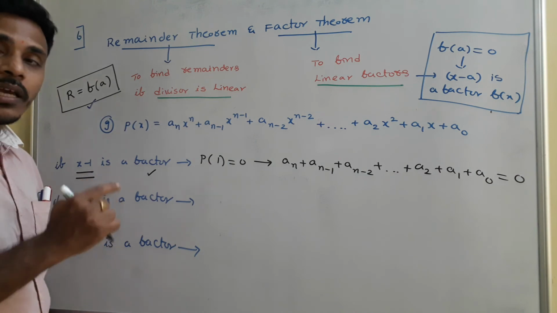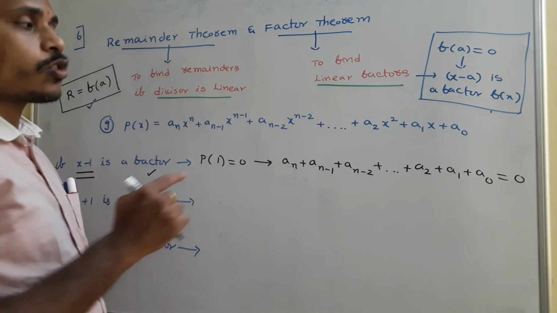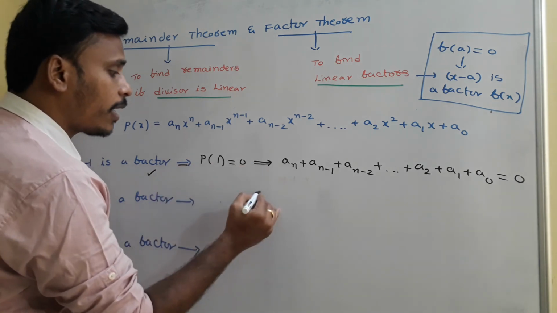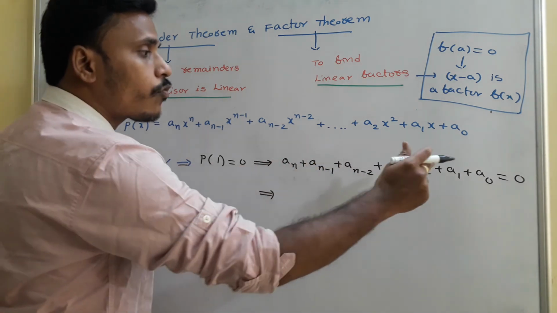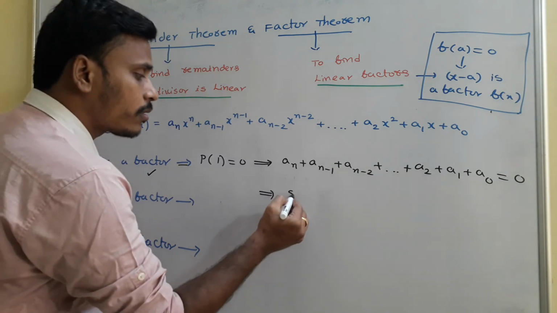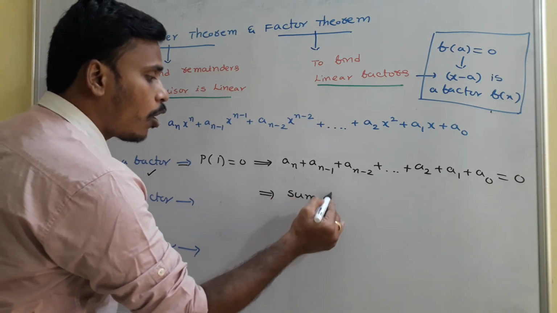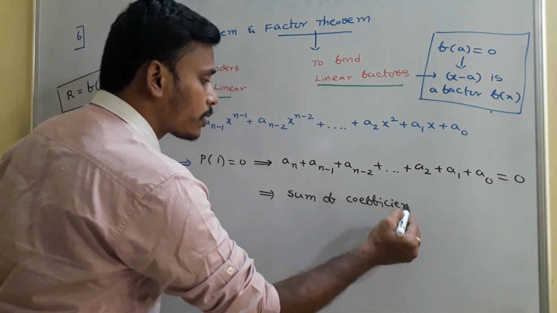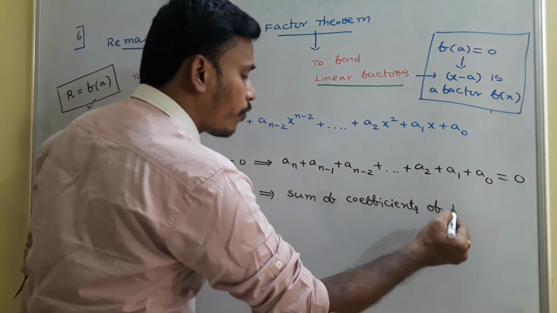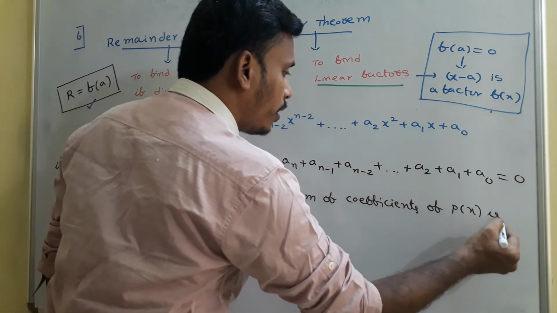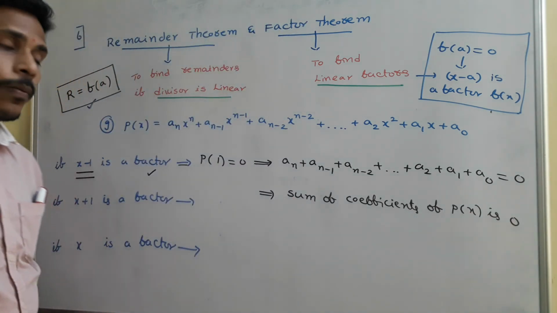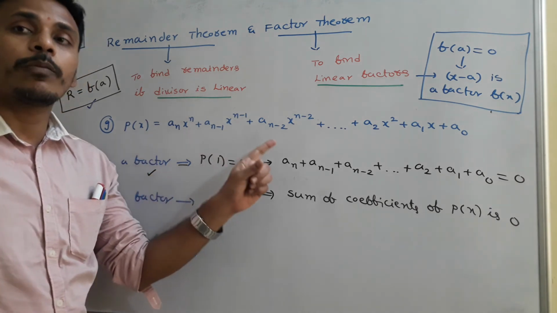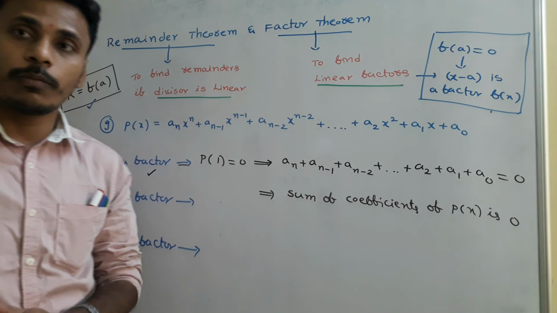So an plus an minus 1 plus an minus 2 plus and so on plus a0 is equal to 0. Okay, and that implies, since the sum of all these things is 0, what are all these things? They are simply the sum of coefficients of p of x. The sum of coefficients of the polynomial p of x is 0. So if x minus 1 is a factor, p of 1 is 0. If you replace x with 1, the sum of coefficients will become 0.